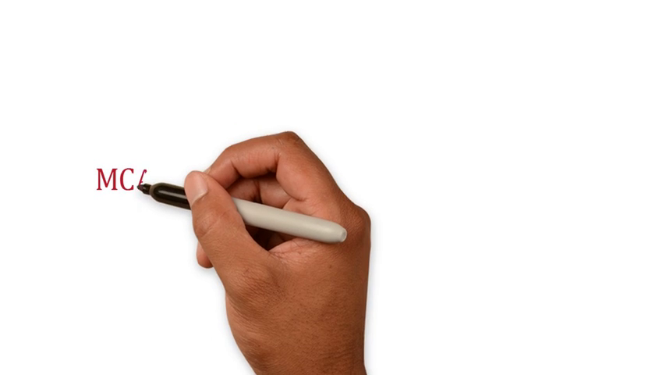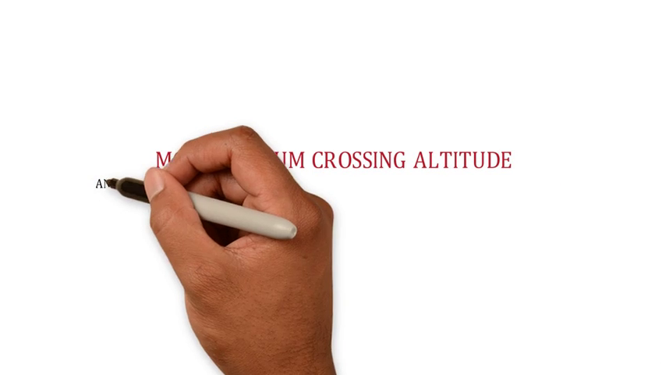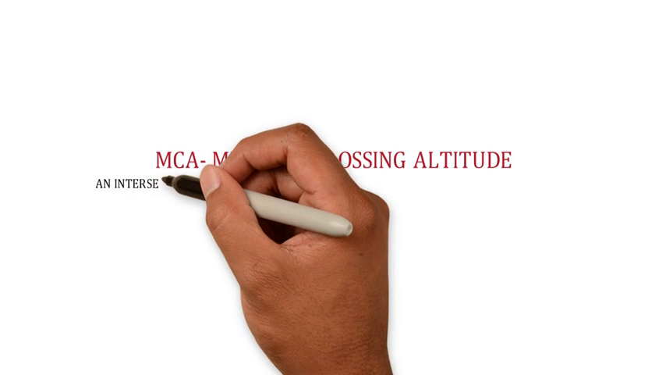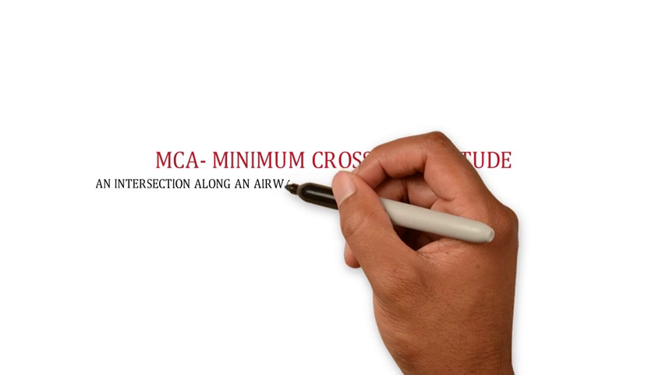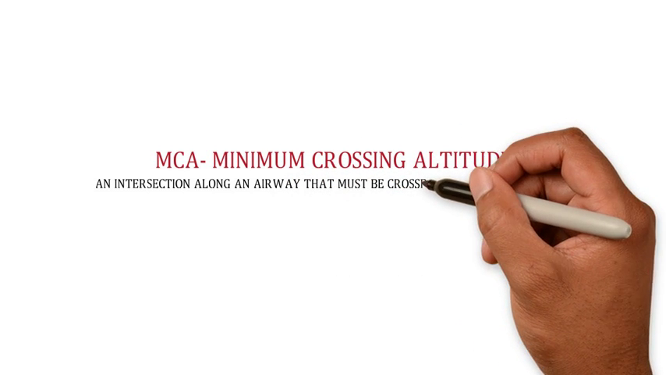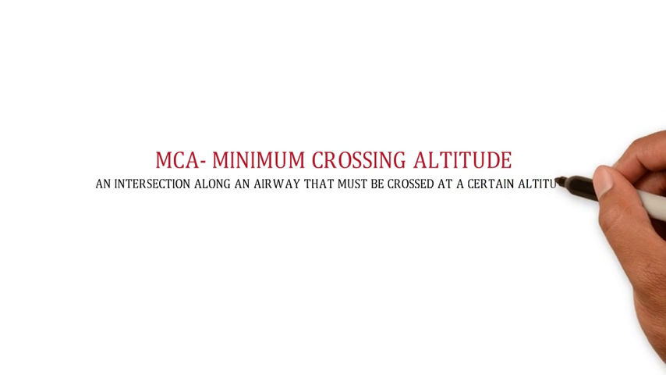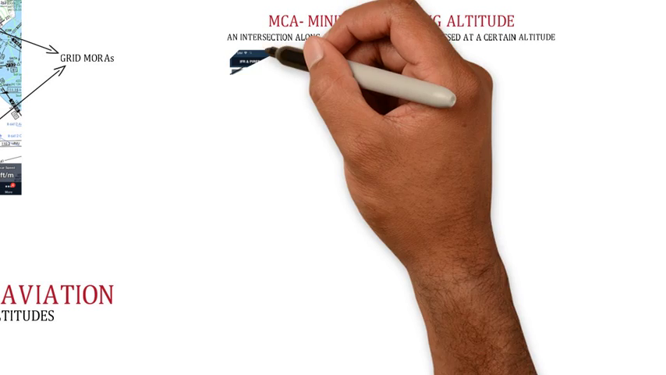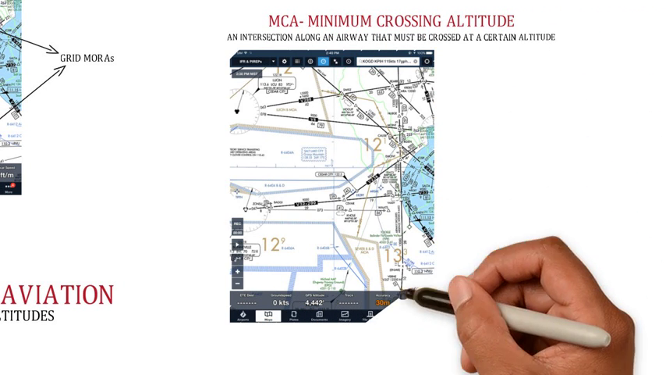Let's move on to our MCAs, our minimum crossing altitudes. So a minimum crossing altitude is essentially either at intersections or waypoints along airways at which we need to cross that waypoint or that intersection at a certain altitude. And if we do so, then we're guaranteed not to run into obstacles along the other side.